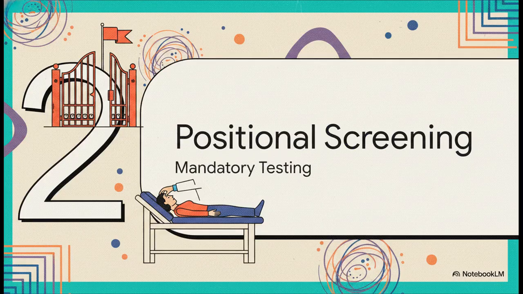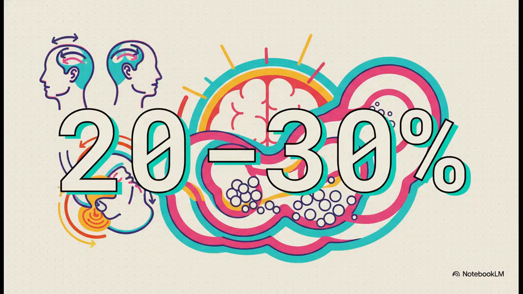All right, moving to step 2, mandatory positional screening. Okay, so once we've safely passed that red flag gate, positional screening at the bedside becomes absolutely non-negotiable. A bilateral Dix-Hallpike and a supine roll test are mandatory for every single post-concussive patient. You might be wondering, why every single one? Well, because coexisting traumatic BPPV is present in a staggering 20 to 30% of these cases.